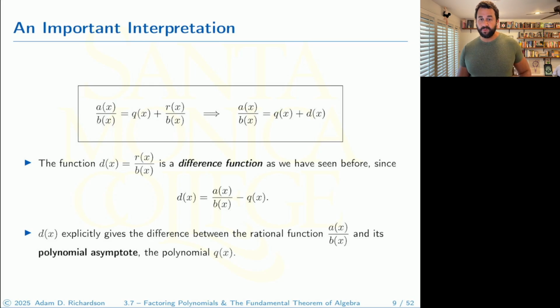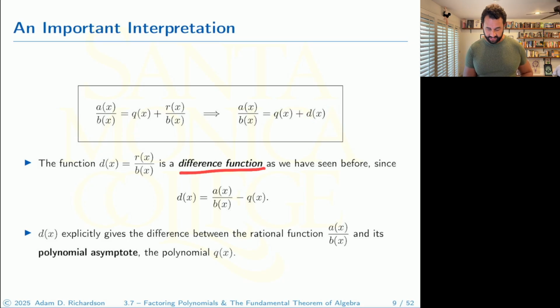Okay, so now we need to talk about an important interpretation of this lemma and the result that it gives us. And we're going to use this interpretation more in section 3.9 especially, but also section 3.8. This is going to help us study rational functions, which is how we're going to close out chapter 3. So what I'm going to do here is this. If you notice this form, we can rewrite this rational function as a quotient plus a fractional part, right? Well, we're going to relabel this fractional part as d of x. And we're doing that intentionally. Maybe this notation seems familiar now.